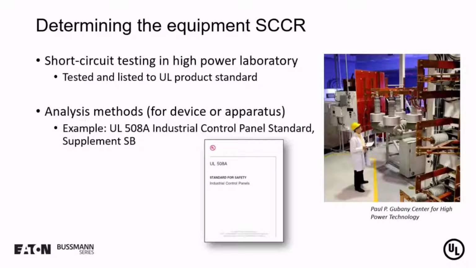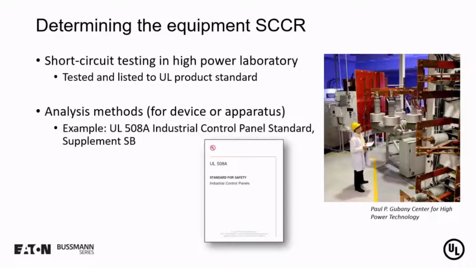This part of the standard contains the requirements for determining the short circuit current rating of a panel, and it's what I would say probably the most popular analysis method. It's recognized in the National Electrical Code, specifically in Article 409 in an informational note where the standard is called out, specifically referencing supplement SB as a typical method for determining the short circuit current rating of equipment.